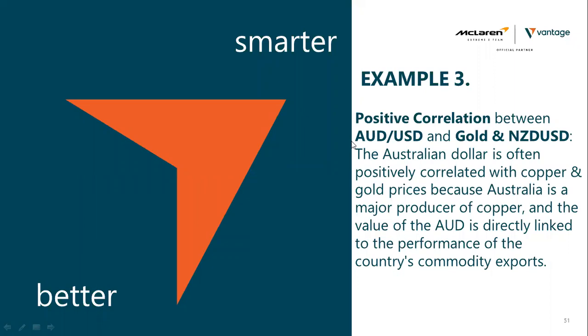Okay, the Australian dollar is often positively correlated with copper and gold prices because Australia is a major producer of copper, and the value of AUD is directly linked to the performance of the country's commodity exports. All right, so Australia is one of those countries that have a lot of heavy metal exports, right? Like copper, like gold, and all of that.